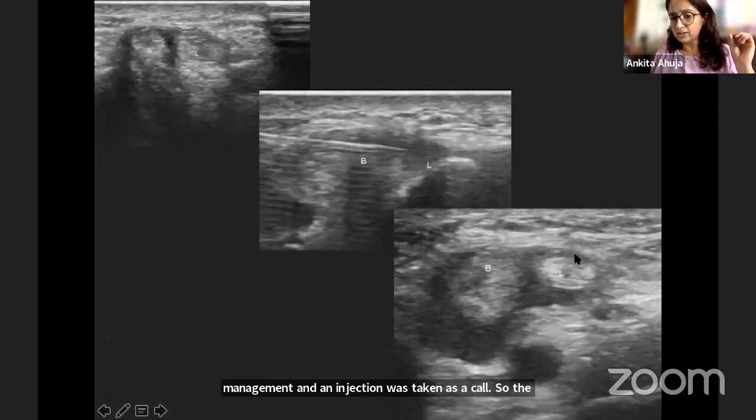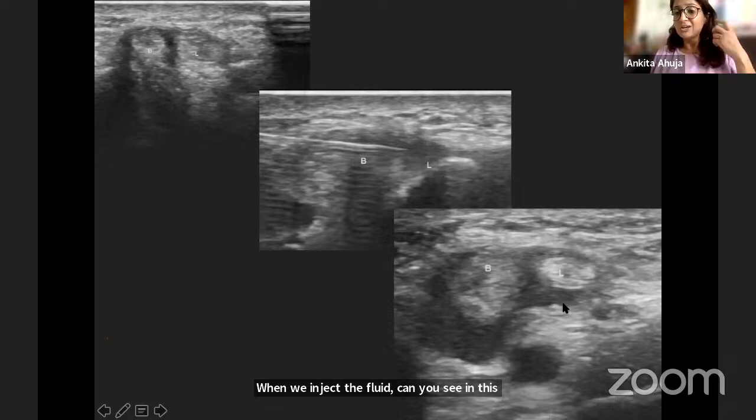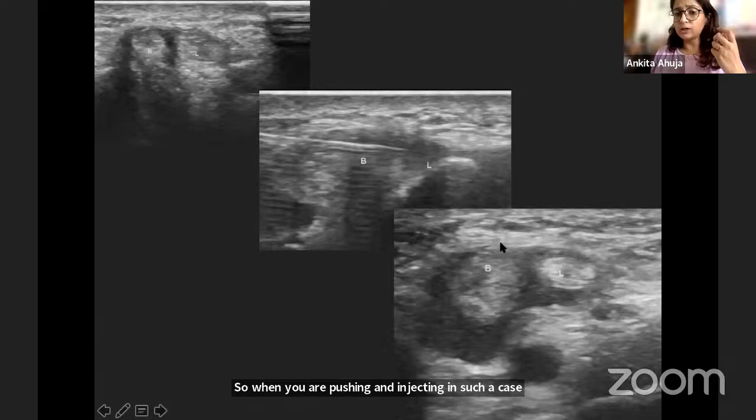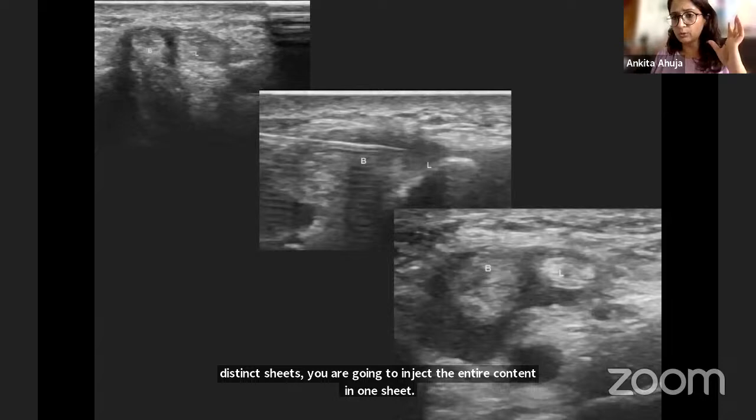When we inject the fluid, can you see in this case, the fluid was filling both the sheaths. So when you are pushing and injecting in such a case, if you are only limited to one sheath and there are two distinct sheaths, you are going to inject the entire content in one sheath and the symptoms from the other sheath are not going to get resolved.